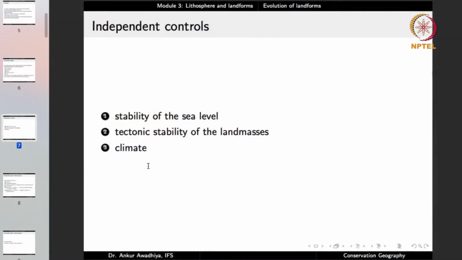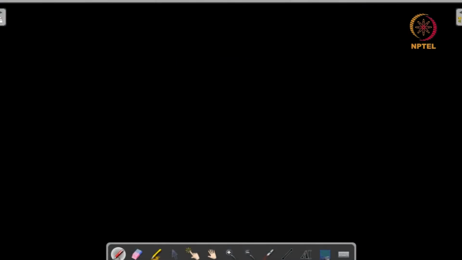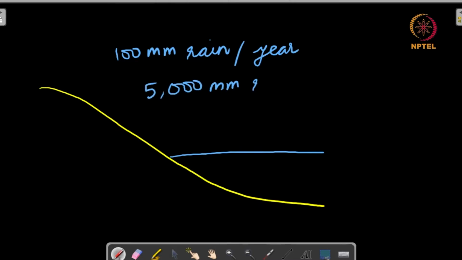Yet another independent control is the climate of the area. Suppose you have this area. So this is your landform. This is the sea level. But earlier you were only getting, say, 100 millimeters of rainfall in a year. But now because of changing climate, you are getting, say, 5000 millimeters. Now in this case, if you have more rainfall, you have more water that is able to do the erosion. And so climate also acts as an independent control.